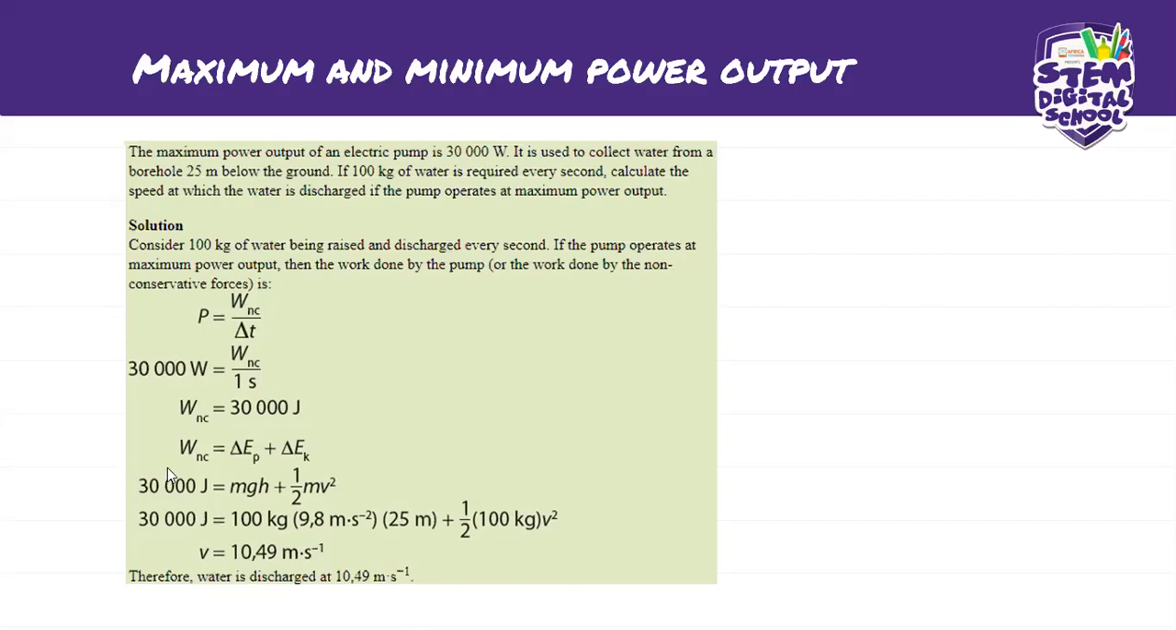So you go back to your equation of work non-conservative, and you only have mgh plus half mv squared. There's no initial change. This is a pump action. So mgh is going to be 100 times 9.8 times 25, plus the half times 100 kilograms times v squared. What are we looking for here? We are looking for the velocity. And then we calculate the velocity, and therefore water is discharged at 10.49 meters per second.